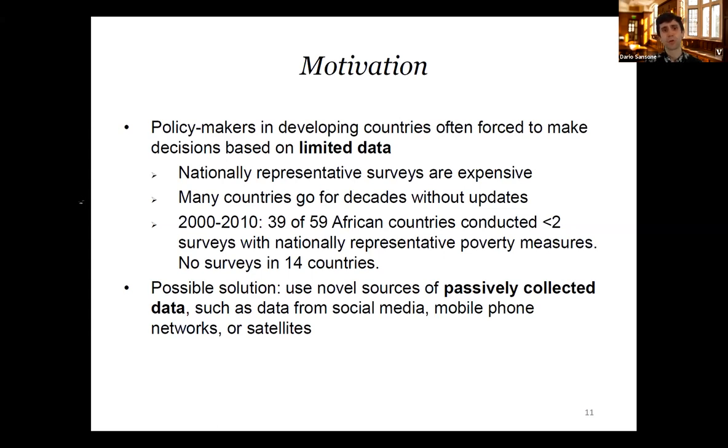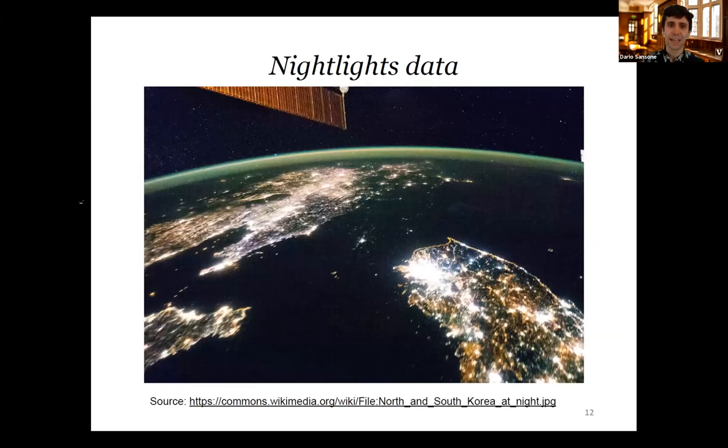And so one way to sidestep this issue is to use some alternative data set, such as social media, mobile phone data, and in this paper in particular, they focus on satellite data. So the first kind of data that they use is nightlight data. Well, this is just one example. Usually it's a bit easier to translate in Stata or R from the picture, but this always blows my mind because you can clearly see South Korea and then the black part is North Korea.